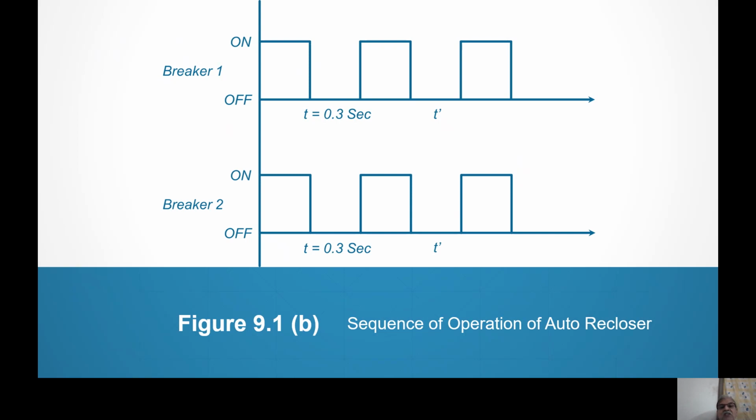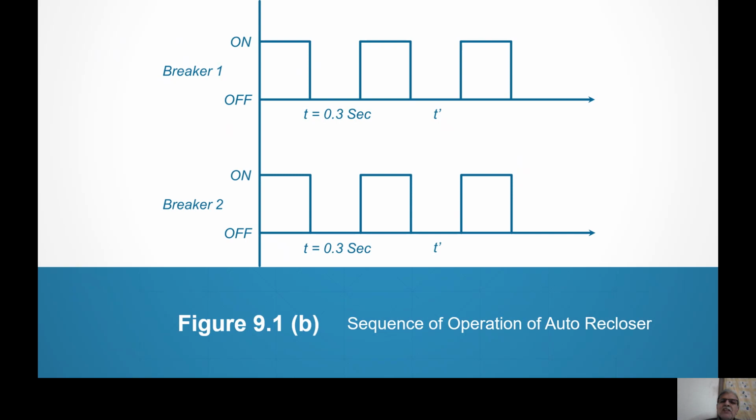If the fault is sustained, it has not died down automatically, it has not self-healed, then it will wait for some time. It will trip again because the fault is there. It will wait for another time t dash, which can be 0.3 second or some other time which you reset. Setting is in your hands. And then it will close again. But if the fault is still there, then it will lock open. Then it will not close. This is known as a two-shot breaker.